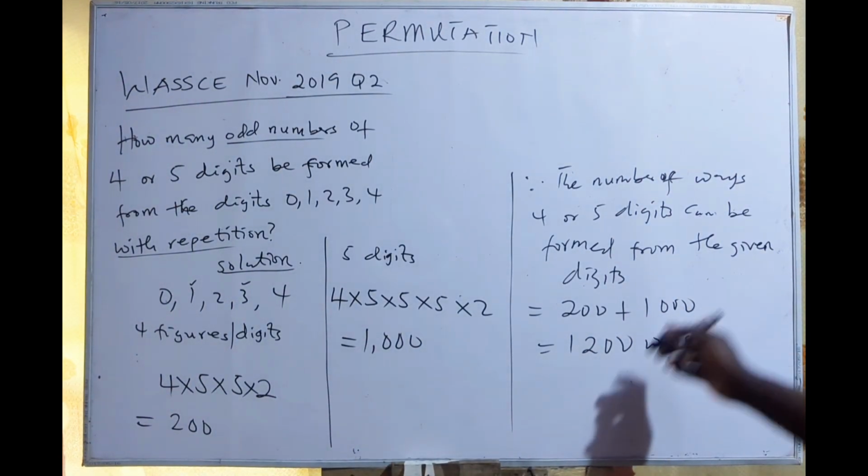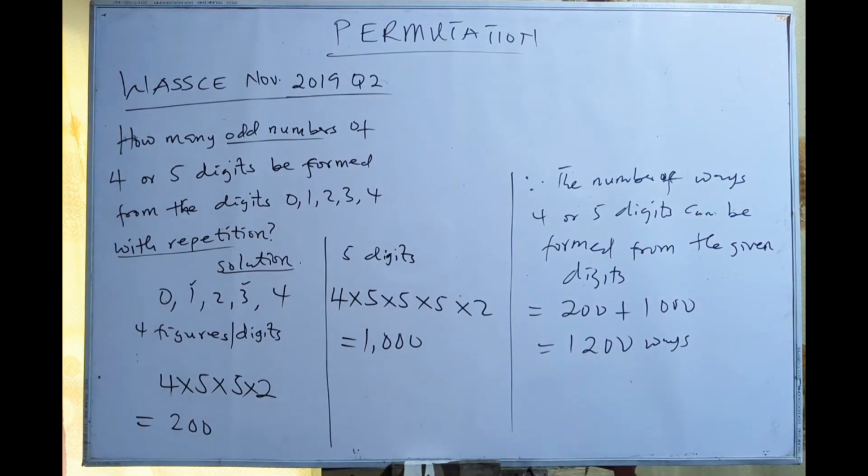So these are the number of ways that we can form a number from the digits that are given. Is that okay? I believe you understand this. Let's look at another question.